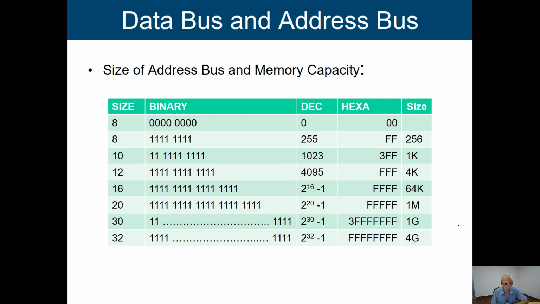Now, this is the same slide we are having here, but in the last column I am now putting the size. So with an 8 bit address bus, we can go up to 256 memory locations. With 10 bits of address bus, it will be 1023 memory locations, basically 1024 memory locations, which go from 0 to 1023. So in this particular case, we say this is 1K. Like that, if the size of the address bus is 12, we are going to get 4K memory locations.